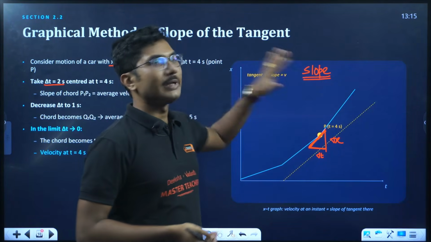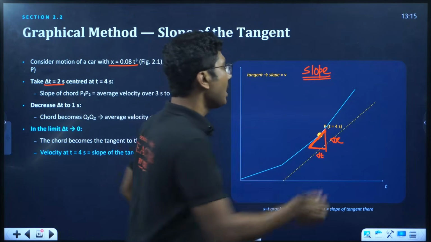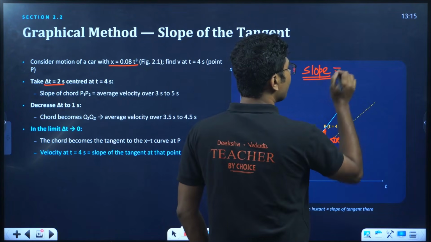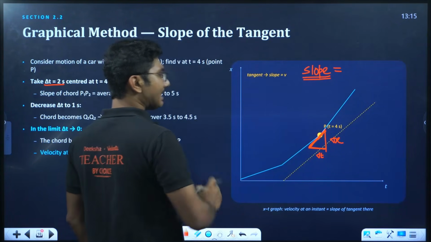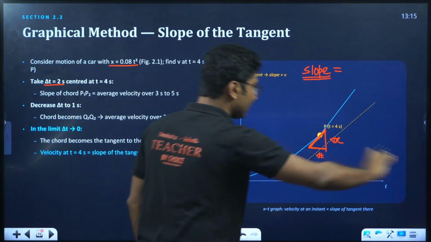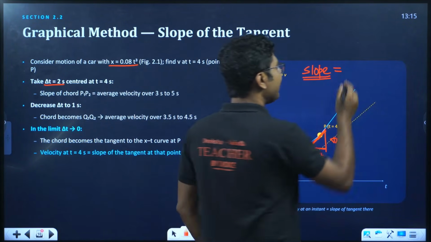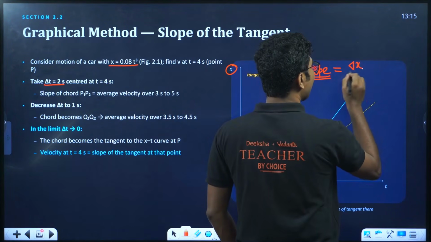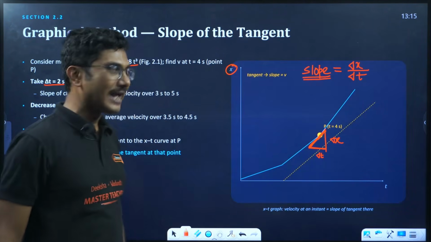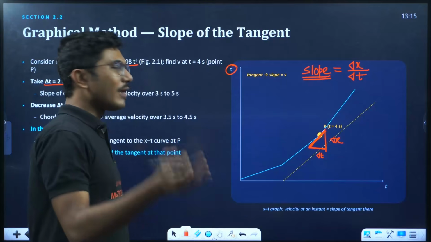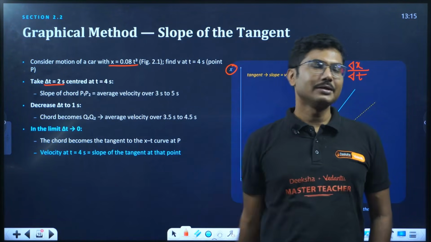Now slope basically represents how fast the object was moving at that point of time, and that slope is given by, always remember, delta of the y-axis divided by delta of the x-axis. Now here the y-axis is represented by x, so it will be delta x, and the x-axis is represented by time, so it will be delta t. So delta y by delta x is called the slope of the graph. You will learn it in the straight line chapter.